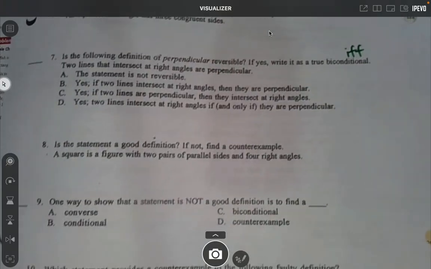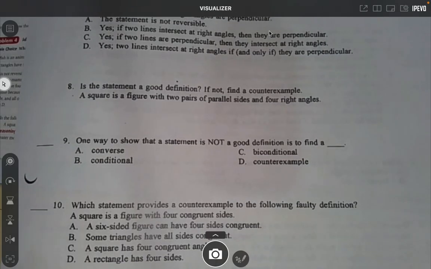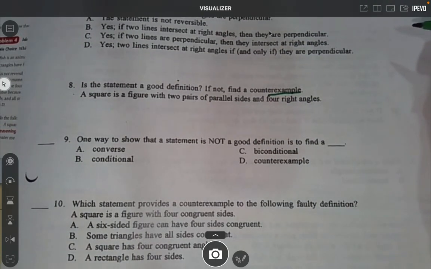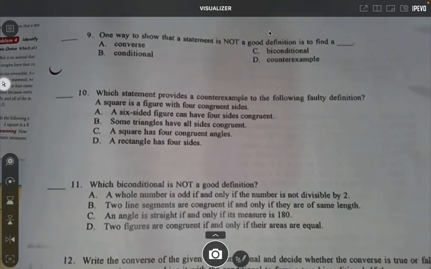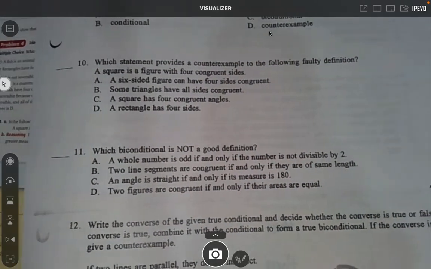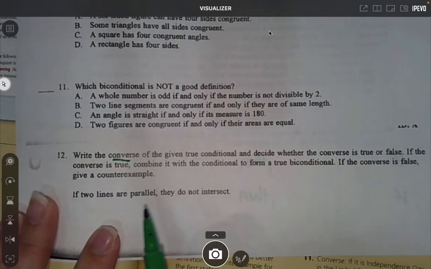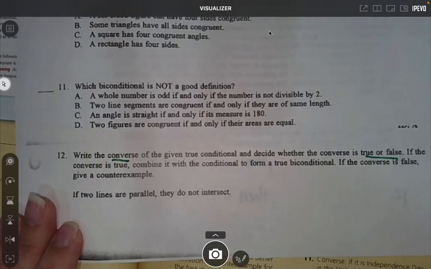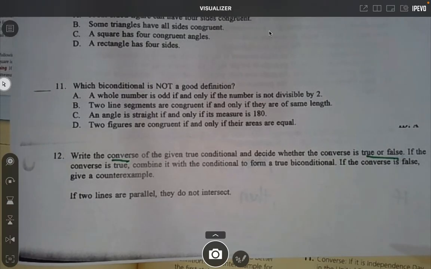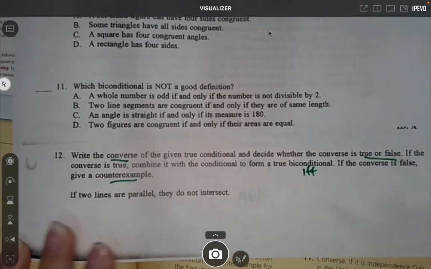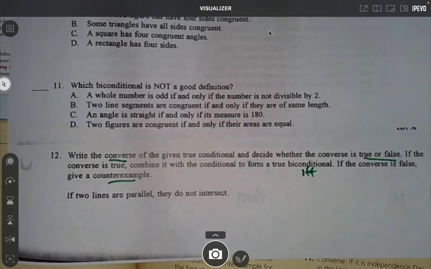On number 8, if it's not a good definition, then it says you have to find a counterexample. Make sure you're doing all the parts. Don't just write, no, it's not a good definition, and then leave it. Number 12. Remember, it says write the converse. So you'll do that. You're going to tell if it's true or false. If it's true, then you'll write an if and only if. But if it's false, then you'll give a counterexample. So there's 2 parts to that one. Make sure you do all the parts to it.